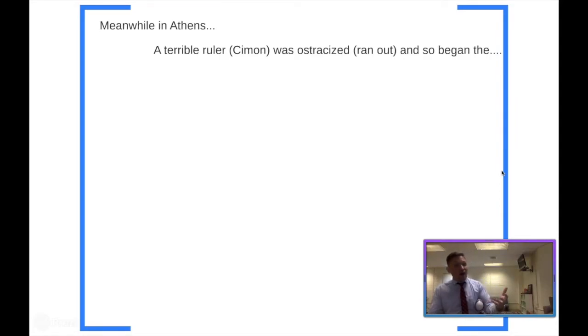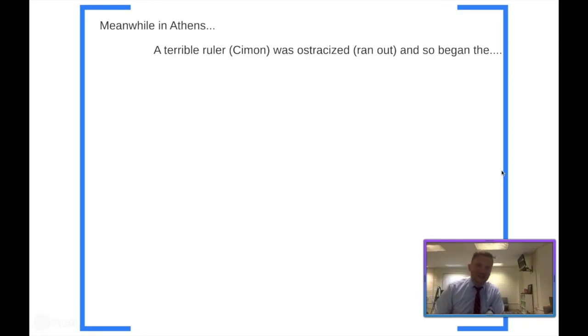When the Persians arrived in Athens, no one was there, so they burnt the place to the ground, right? Well, the Athenians had run away to some of their other established colonies. And meanwhile in Athens, now that Sparta is just picking the pieces up from this earthquake and this rebellion, a terrible ruler was the guy that sent the Athenian soldiers to Sparta.